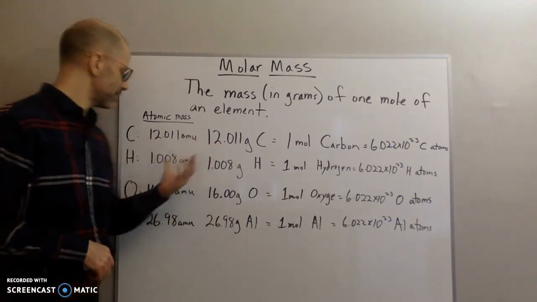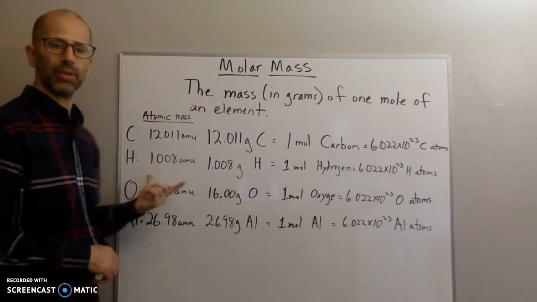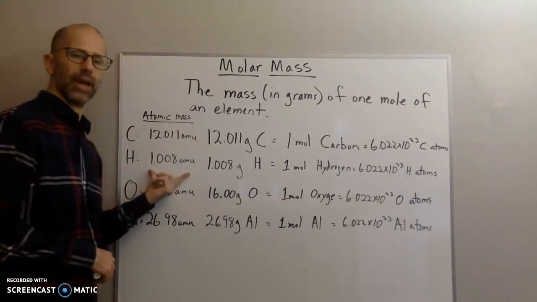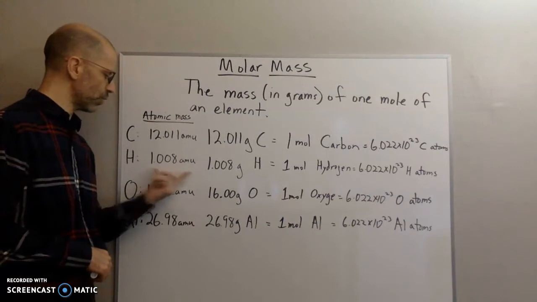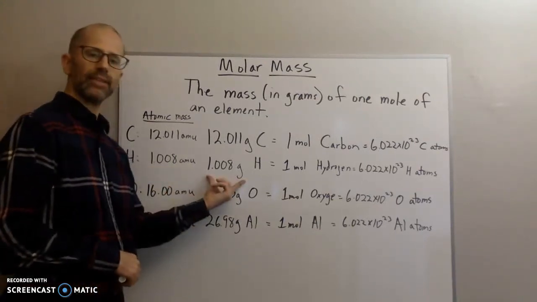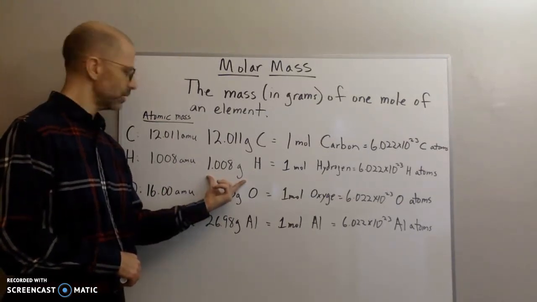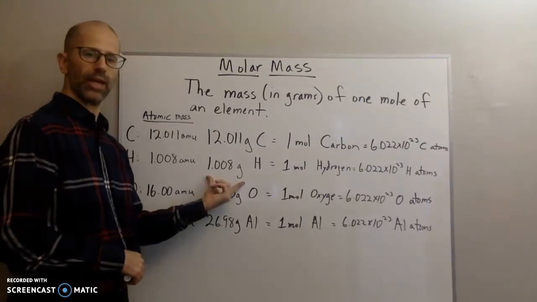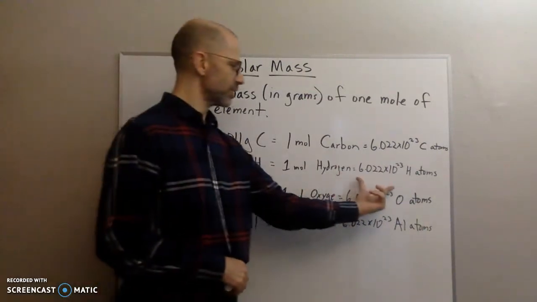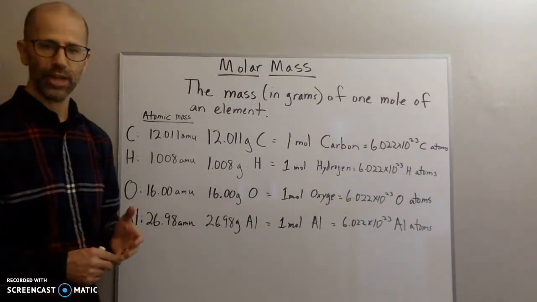And you'll see that the same pattern holds for the other elements on the periodic table. So hydrogen has an atomic mass on the periodic table of 1.008 AMUs, and its molar mass is 1.008 grams for every 1 mole of hydrogen. So if I have 1.008 grams of hydrogen, then that is going to be 1 mole, and that's going to be 6.022 times 10 to the 23rd hydrogen atoms.